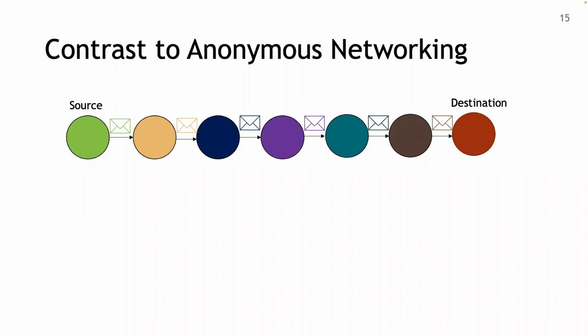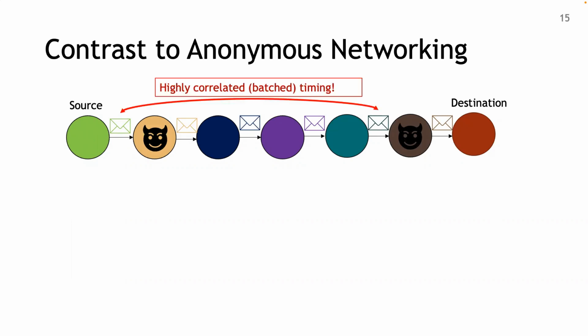But a long line of work going back multiple decades now has shown that both in theory and in practice, timing analysis on these anonymous networks can totally break anonymity. For a simple sense of how that works, if an eavesdropper gets control of just the first and the last router on this flow, then what they're likely to observe is highly correlated, i.e. batch timing of packets being sent at the source and packets that they should be forwarding to the destination. And they can use that timing to correlate the initial source and the final destination for these packets.